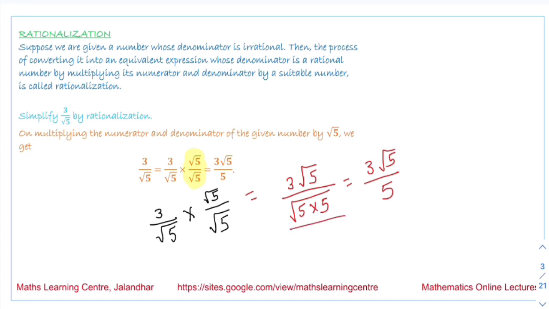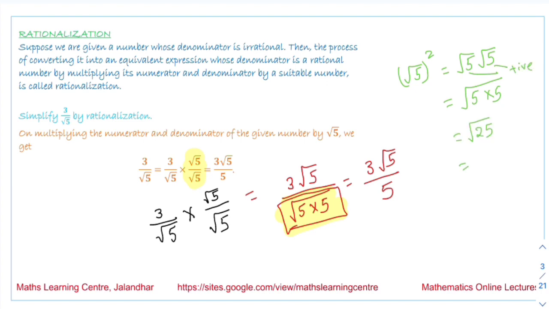This is very important: in the previous lecture also we have seen that square root 5 squared is equal to square root 5 into square root 5, that is equal to square root of 5 into 5, because both these numbers are positive. So we get square root 25, that is equal to 5. This is important to note.